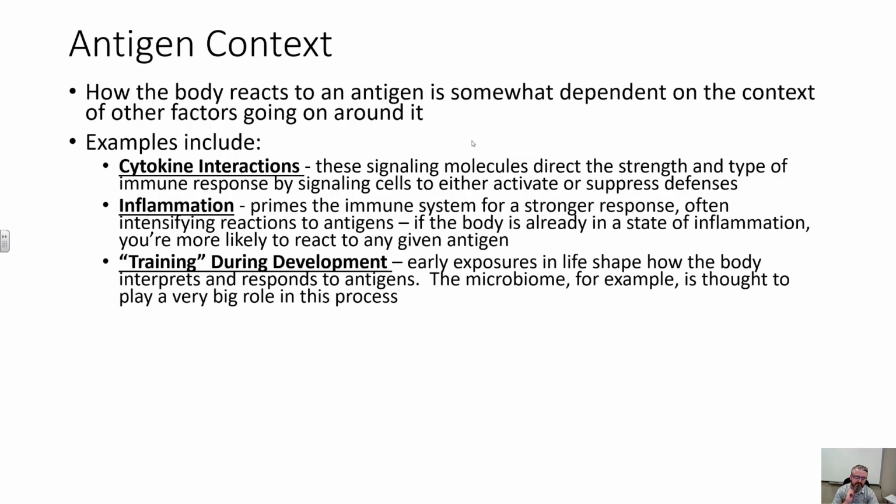Another nuanced part is the training that I've talked about. In the early years of your life as a young child, the body is developing tolerance and honing in on what to respond to and what not to respond to. I mentioned how the microbiome is thought to play a role there, meaning the kinds of microbes that are present when you're first born train the immune system and shape these responses, so that some microbes and some antigens can be left alone depending on what you're exposed to at that time, and other types of microbes or antigens will be reacted to.